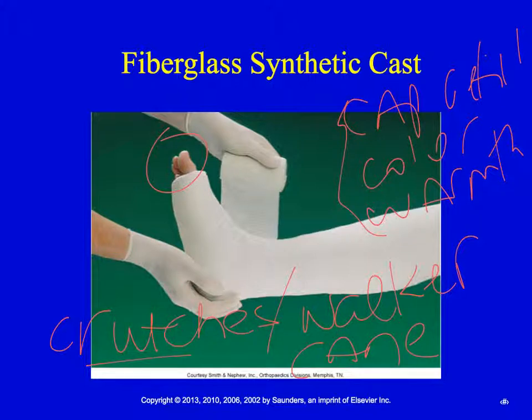And if crutches are used, they need to be fitted for the patient's height and their arm length. You can't just borrow somebody's. I couldn't borrow somebody's that was 6 foot tall. I couldn't borrow their crutches. It's too tall for me. It wouldn't be properly fitted under my arm.